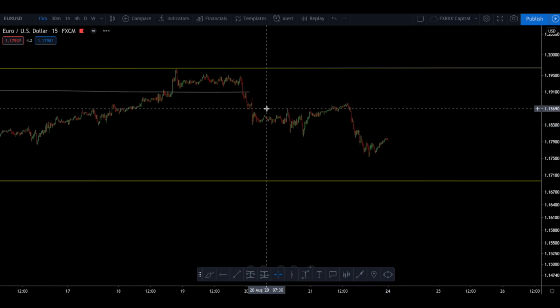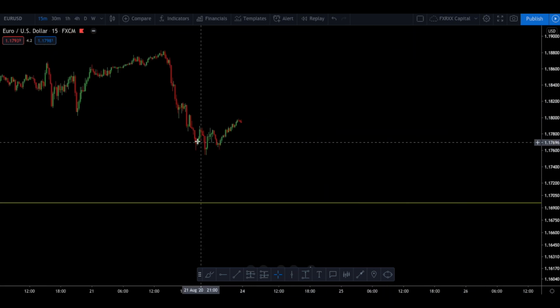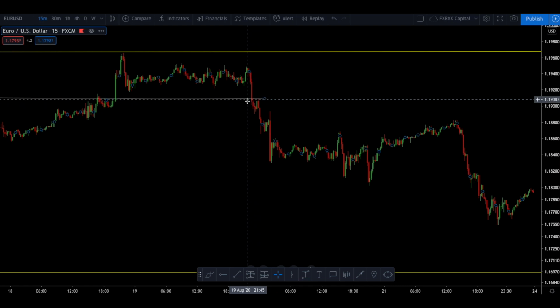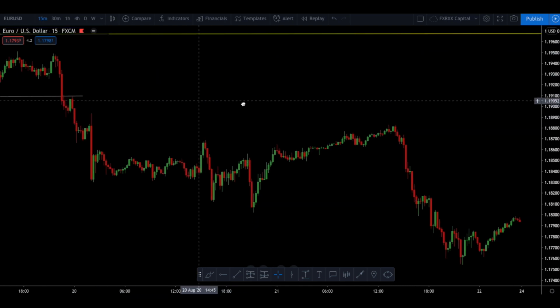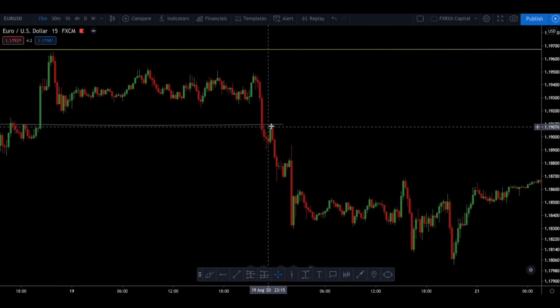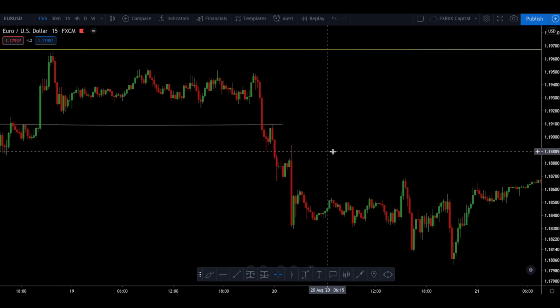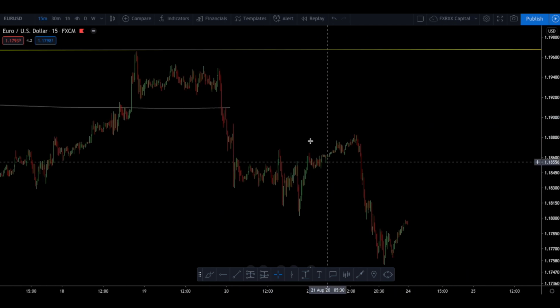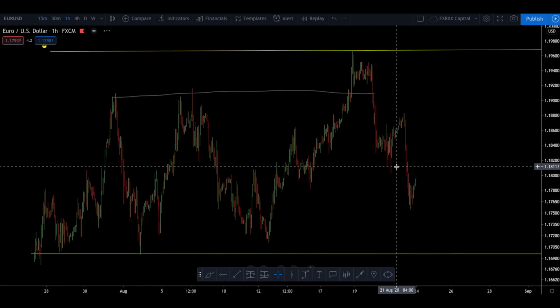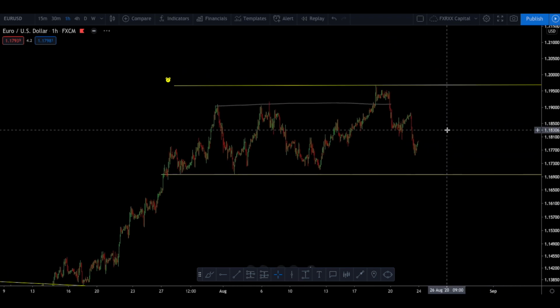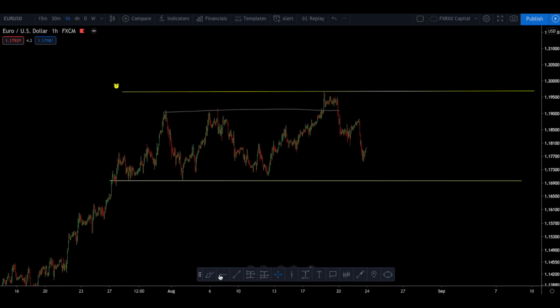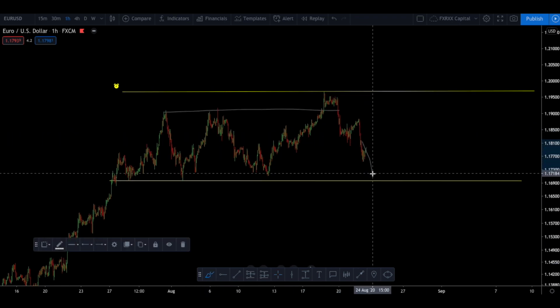show that if you're able to entry at this area, is a quite clean structure. Price create small double top from here and sell off from here. This is just one big structure and sell off from here. So if you still not close your position, you just keep going and trailing your stop loss.